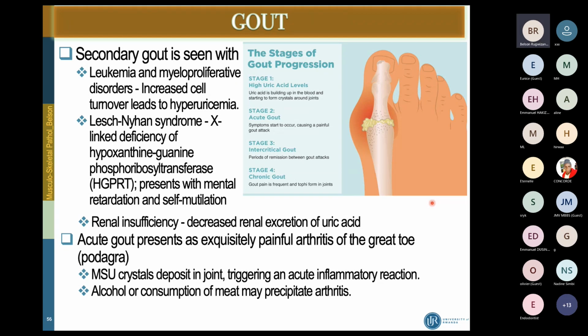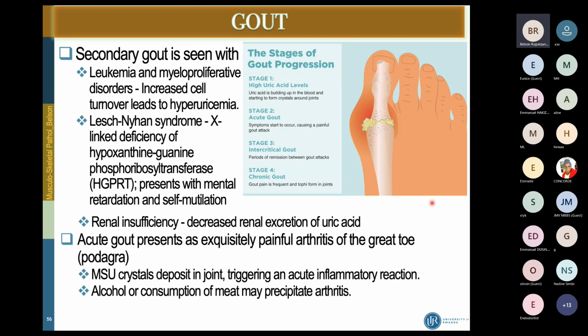Others are those presenting with Lesch-Nyhan syndrome, which is the X-linked deficiency of this enzyme. So this also they present with mental retardation and self-mutilation. So renal insufficiency also is one of the causes of gout, because the kidneys are the ones excreting the uric acid. If the kidneys are not working properly, then uric acid will be higher in the bloodstream, and therefore they bring about this disease.